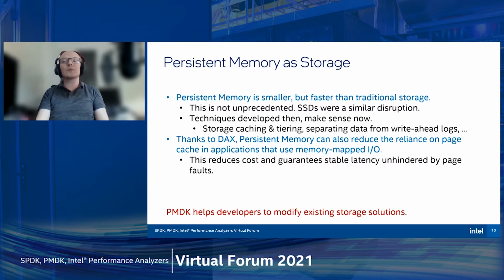However, one important characteristic of PMem when used as storage is that it can be used without a page cache that will typically be required for traditional storage. This allows solutions that heavily rely on the OS page cache to potentially improve tail latency as well as reduce DRAM usage. While PMem can be used transparently as storage in most applications, PMDK can help some existing applications to improve performance even further.